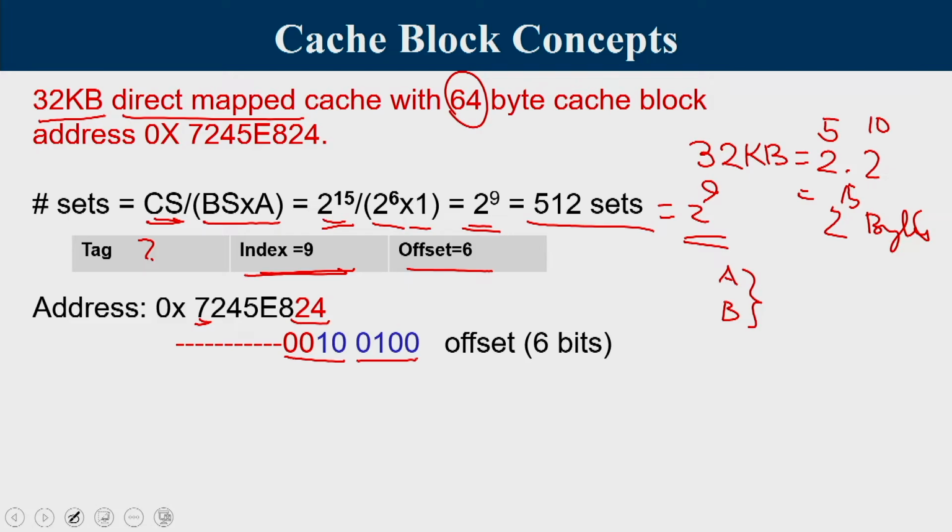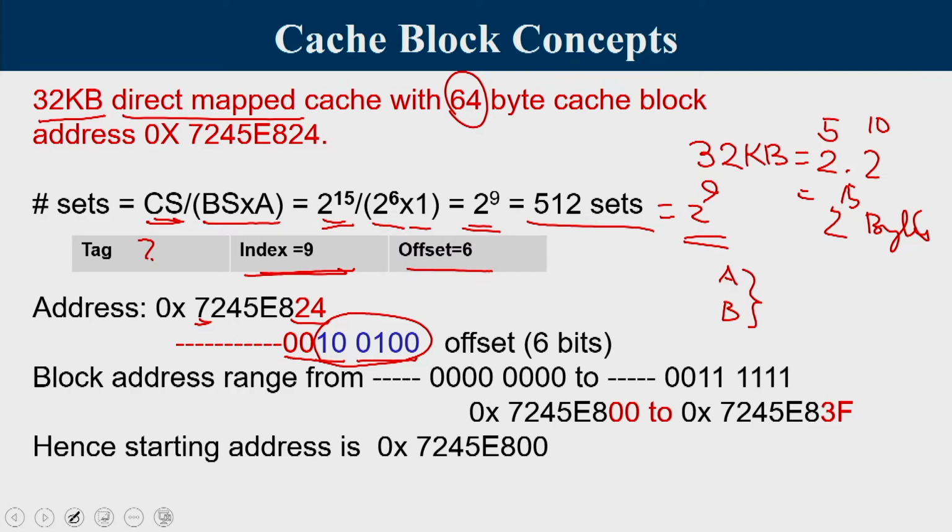Now, out of this last 8 bits which comes in the address, the last 6 bits will represent the offset. So, what you see in this blue color, that is the offset portion. Now, the block address typically ranges over the last 6 bits, from 6 zeros all the way up to 6 ones, whereas the remaining most significant bits will remain the same.